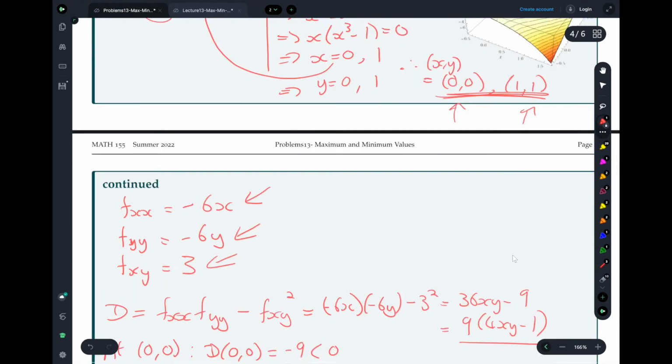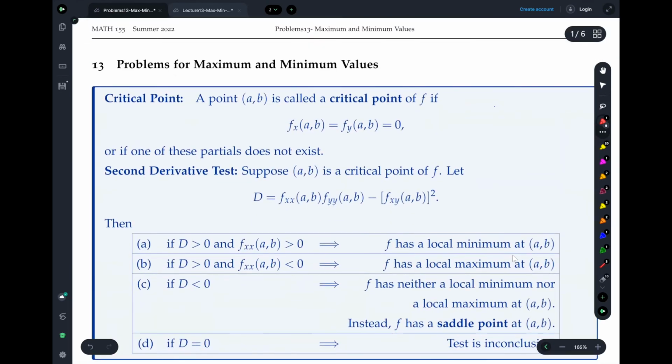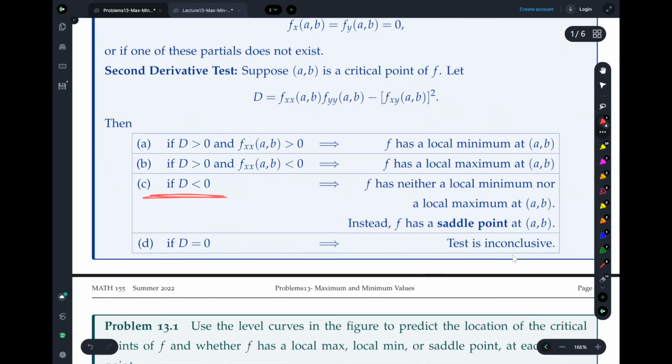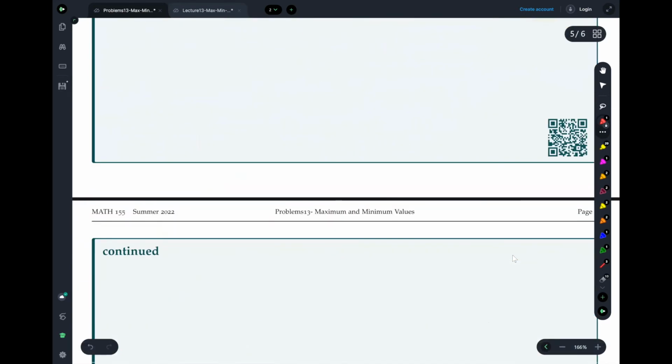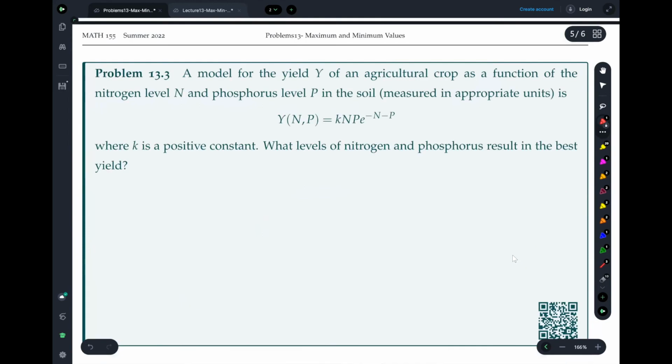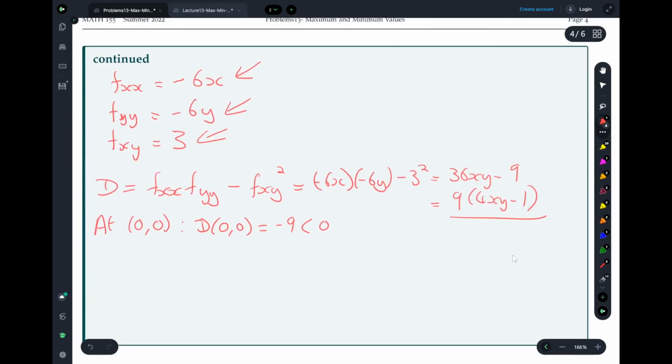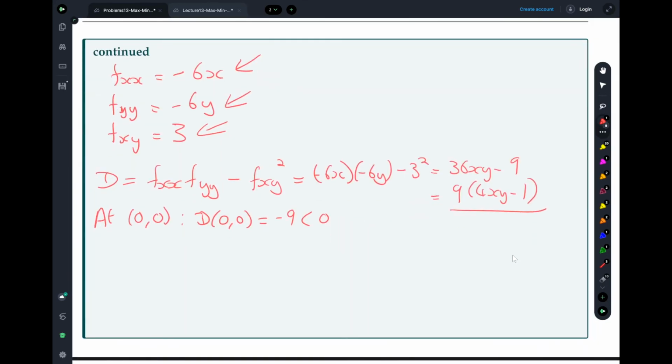So if we go all the way back to the beginning of our classification table, D is negative. That tells me that we've got a saddle point at (0, 0). Okay, as simple as that. All we need to do is substitute those values in and then go back to our table to see what the classification was. So it tells me this is a saddle point.